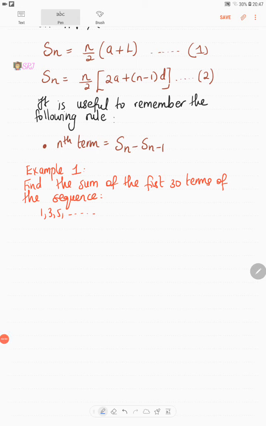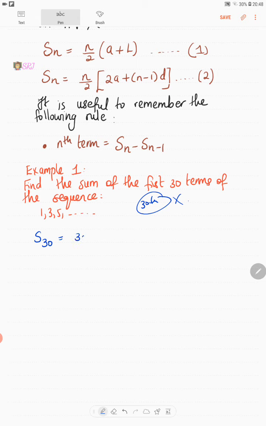Let's see a first example. Find the sum of the first 30 terms of the sequence 1, 3, 5. So here we don't know the last term, that is the 30th term. This we don't know. So we will use the second formula. So here we have to find the sum of the first 30 terms, that is S30. So we apply the second formula.